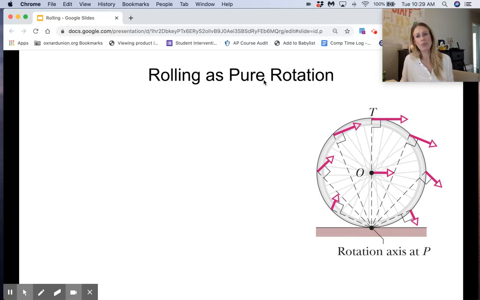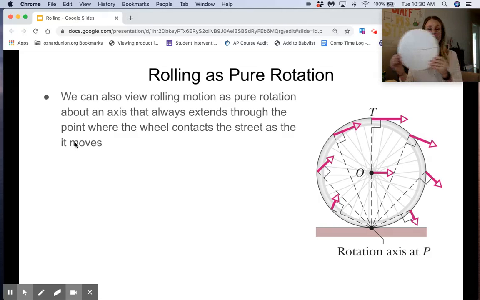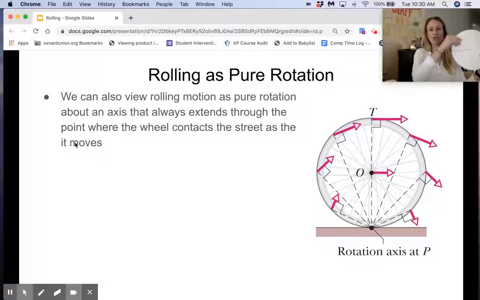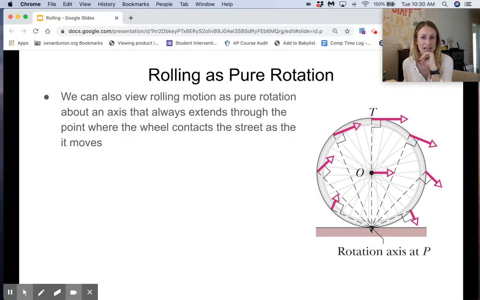Now, another way that we can think of this is we can think of rolling as a form of pure rotation if we have an axis that extends through the point where the wheel connects to the street as it moves. Meaning, instead of thinking about this as rolling motion, like rotation and translation, we can think of this point as it connects to the street, and we are rotating about this point like so. All right, so that's what this is trying to say. This is our rotation axis here.